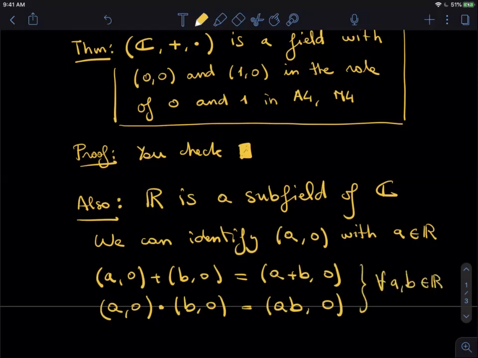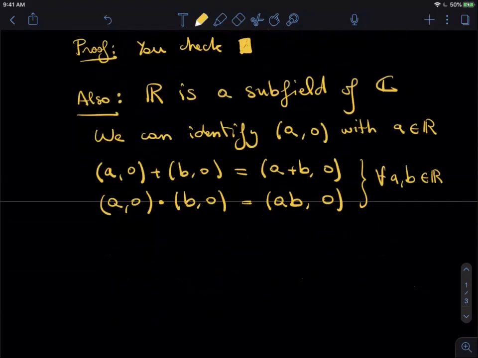So basically, even if the numbers look a little different because they have a second component that is 0, they are the same real numbers and they behave the same way we are used to. So then we can identify the subfield of numbers of the form (a, 0) with the real numbers.